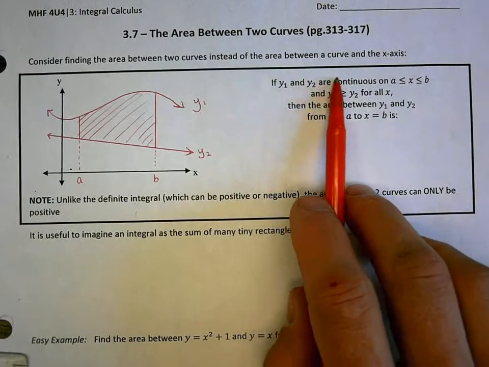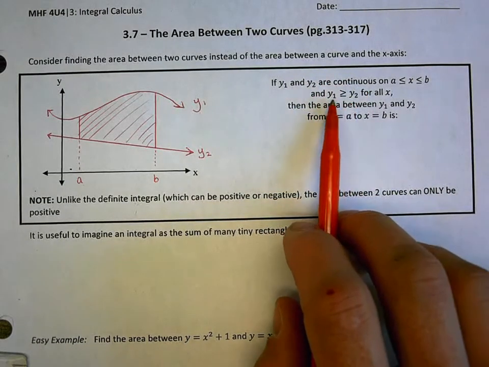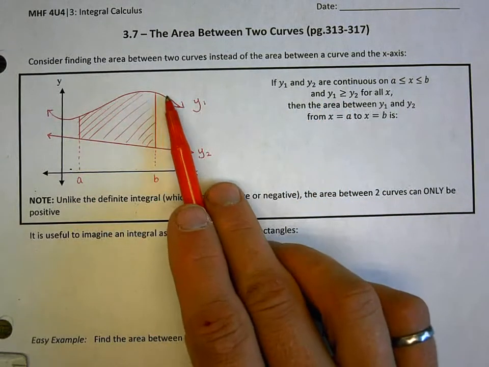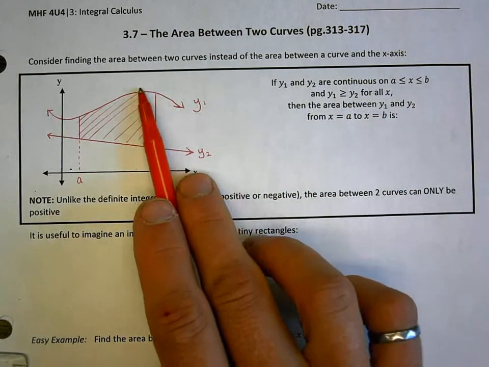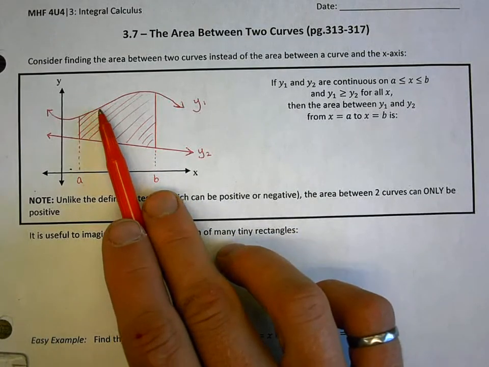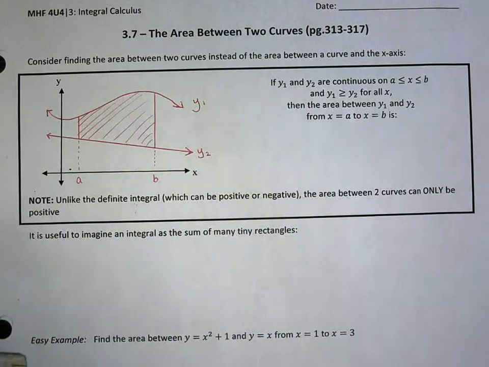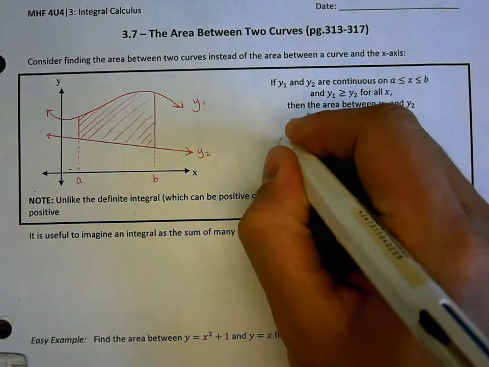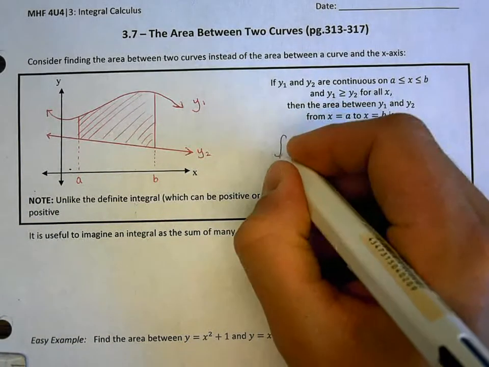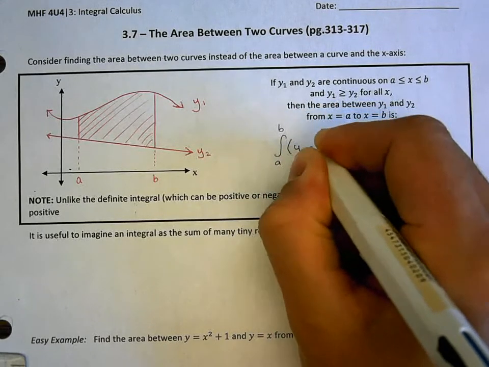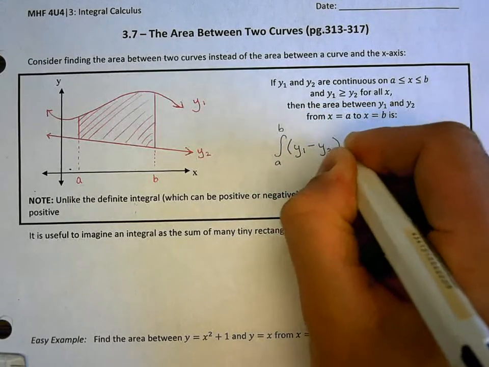Well, as long as y1 and y2 are continuous and y1 is greater than y2, so that is you have an upper, the upper function is upper for the entire duration of the area I'm looking at, then the area can be found as the integral from a to b of y1 minus y2 dx.